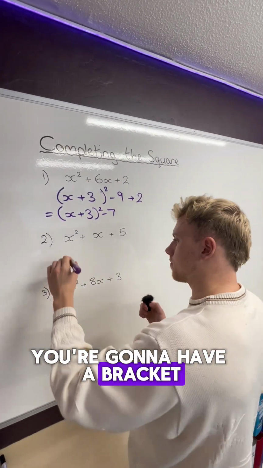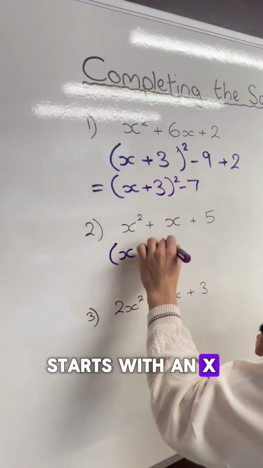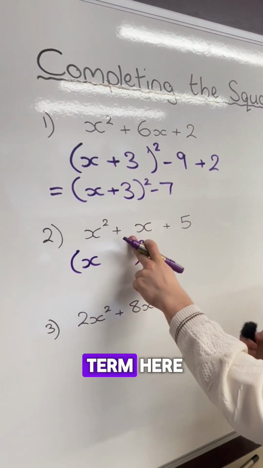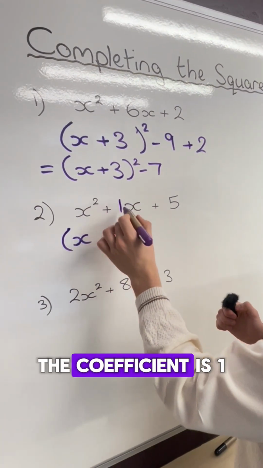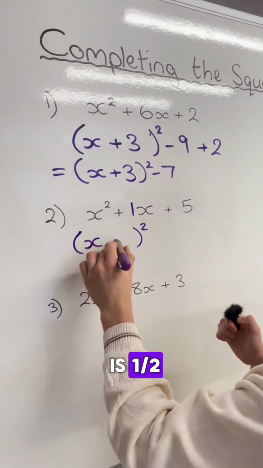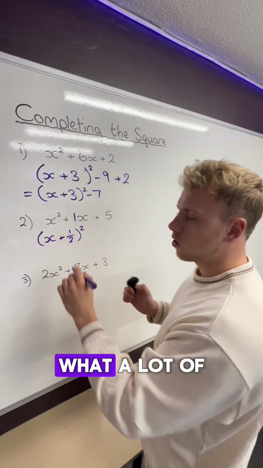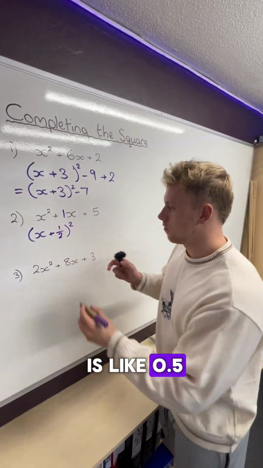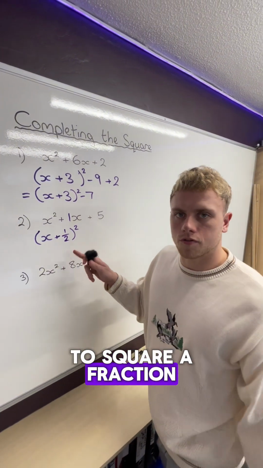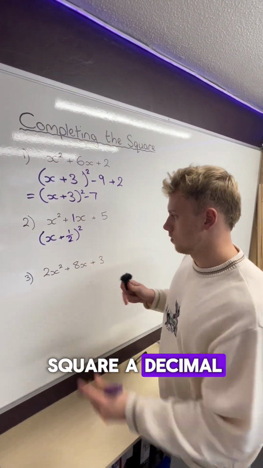You're going to have a bracket. Starts with an x, is squared. Half the term here, well, if you can't see a number, the coefficient is 1. So half of 1 is a half. What a lot of students will do there is write 0.5. Don't do that because it's a lot easier to square a fraction than it is to square a decimal.